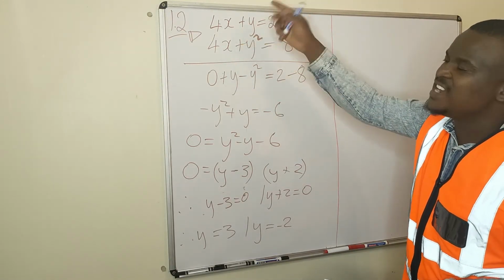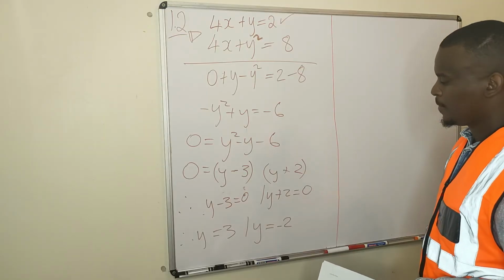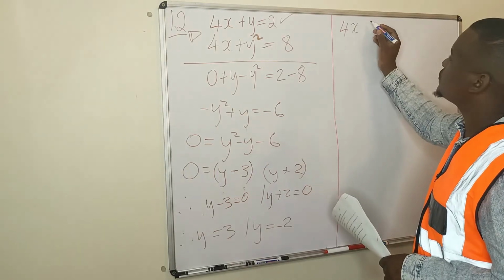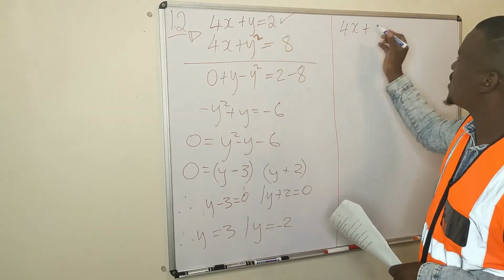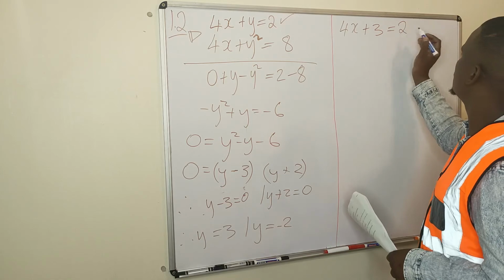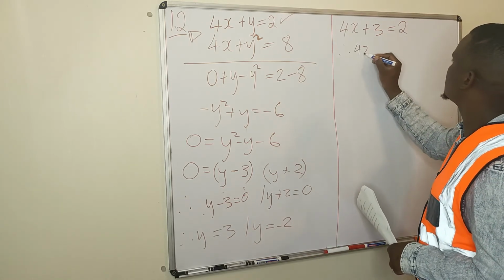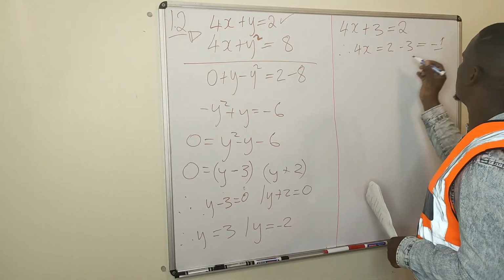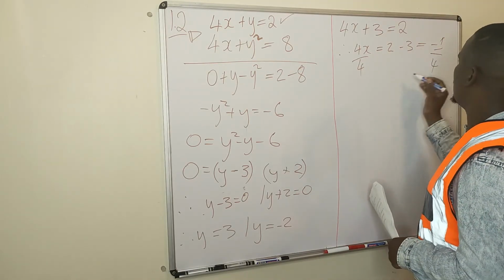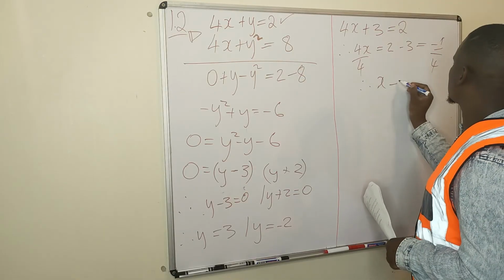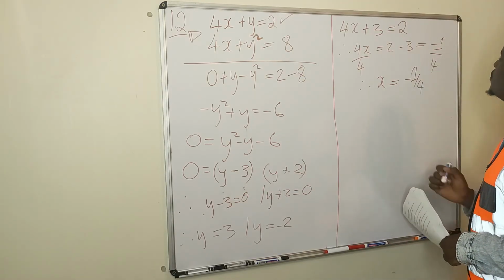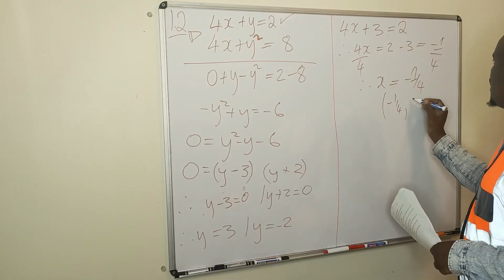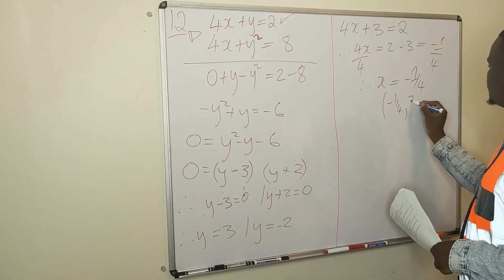Let's take any of these equations, they will do the work. So you substitute your y. On the first one, say 4x plus y, your y is 3, is equal to 2. Therefore, 4x is equal to 2 minus 3, is equal to minus 1. Then divide by 4, divide by 4. Therefore, x is equal to minus 1 over 4. So, you have your coordinates as minus 1 over 4 and 3.